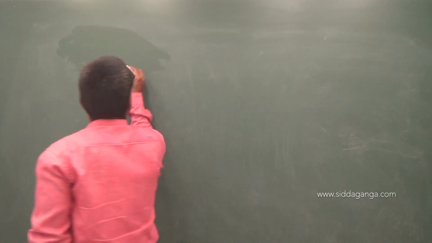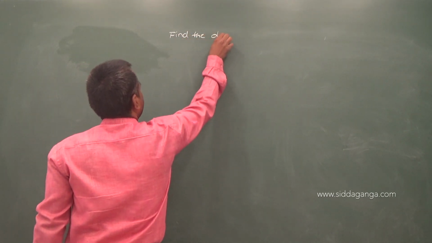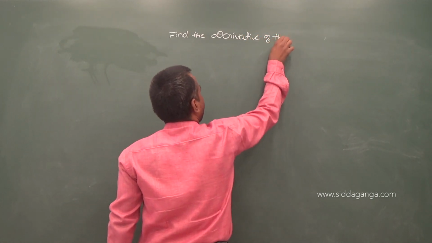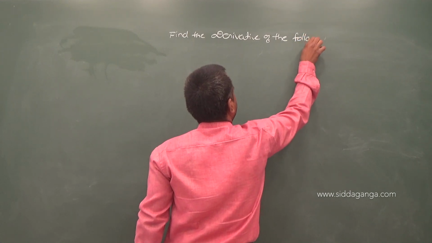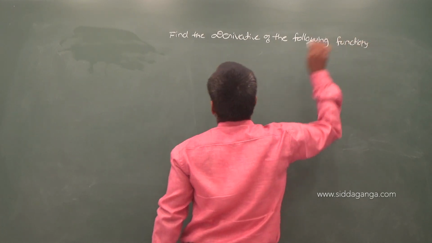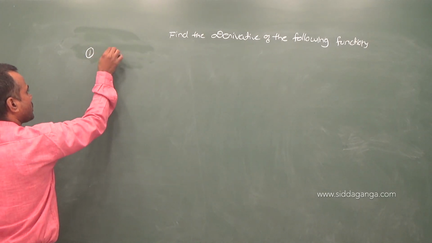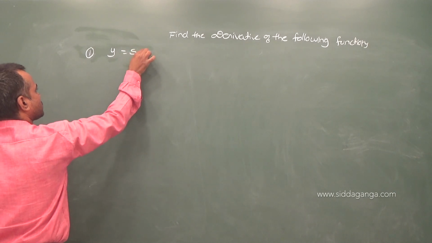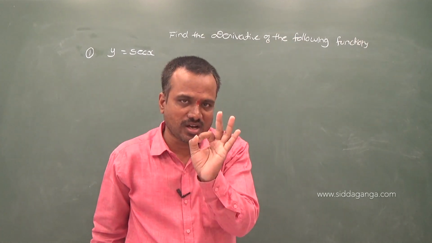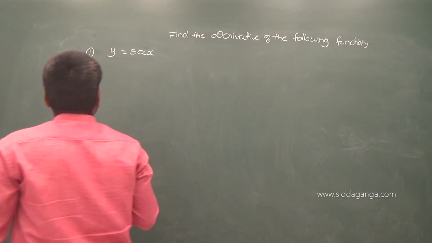Find the derivative of the following functions. In the first problem, y is equal to secant x. He has not asked for the first principle method. He simply asked to find the derivative of the secant x function. How to solve, sir? See, observe here.